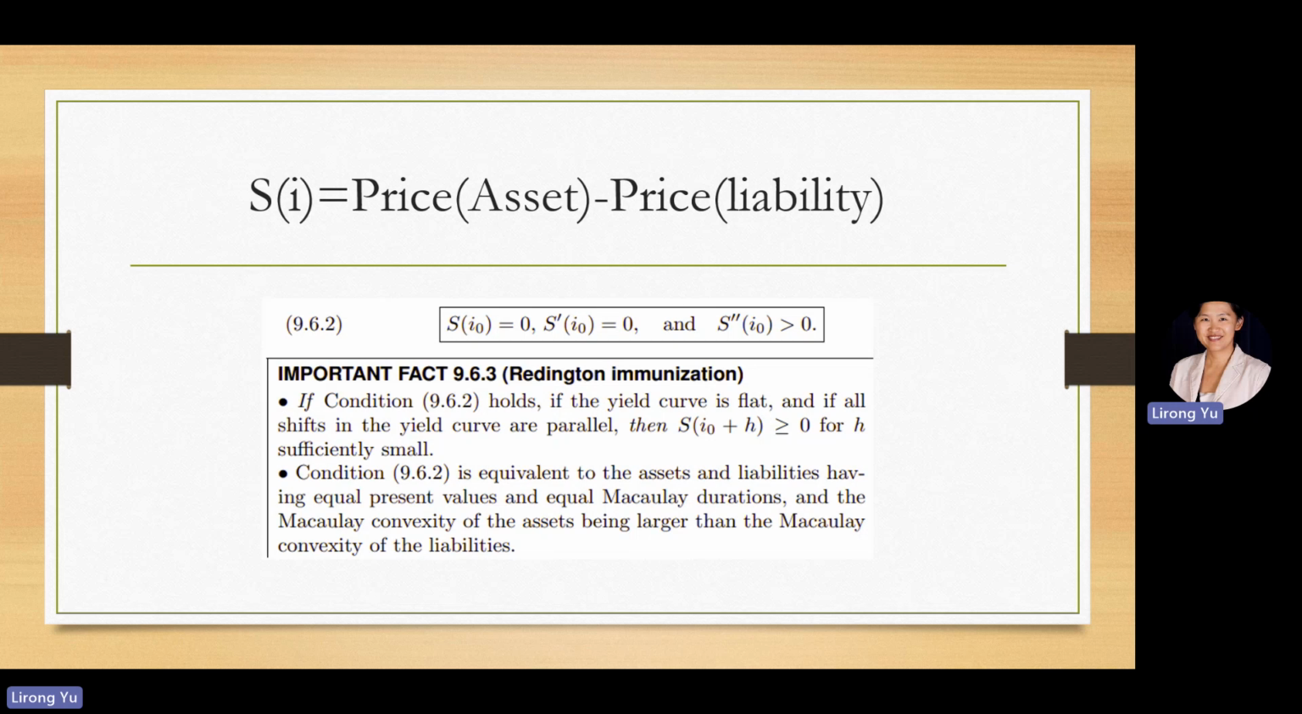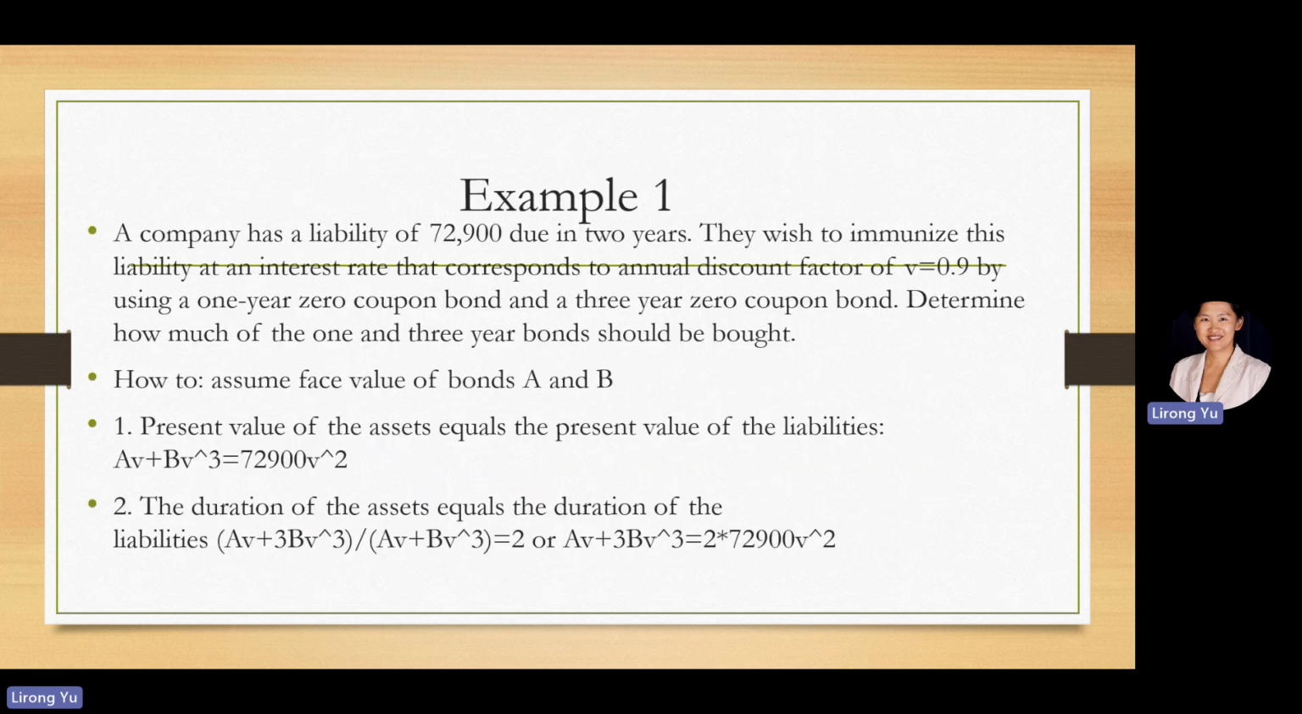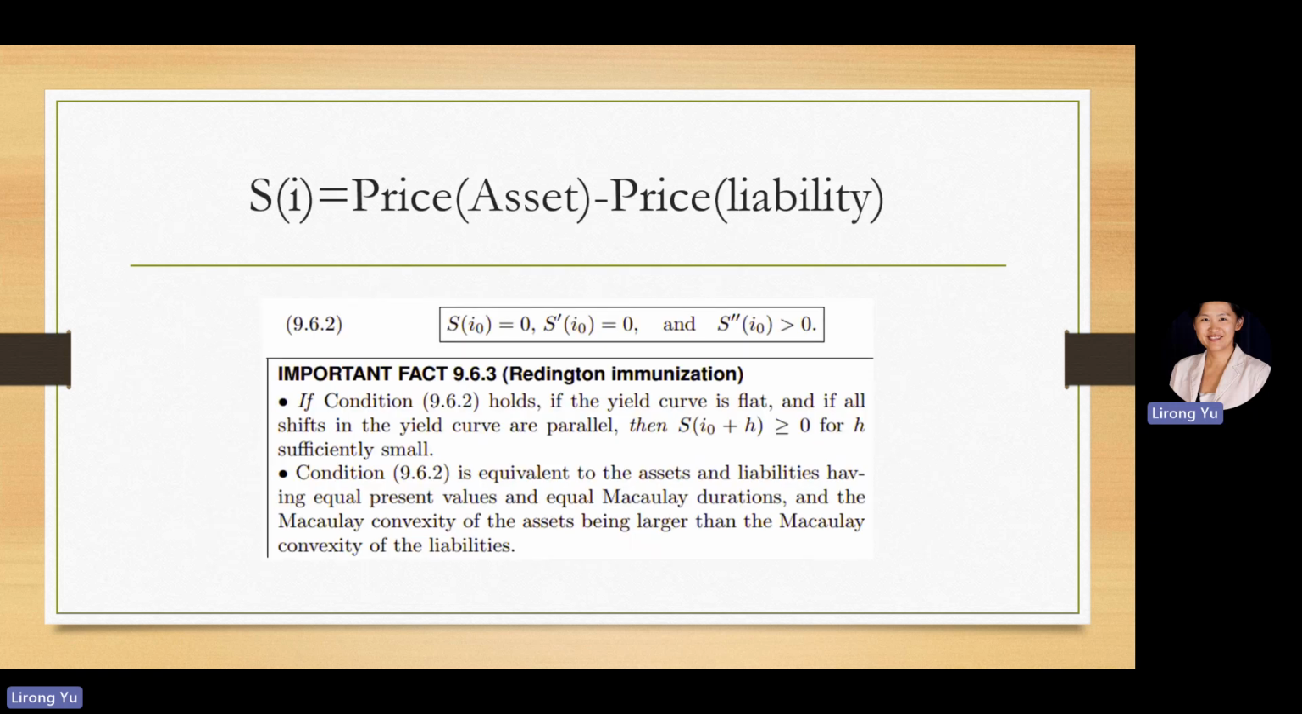Condition 9.6.2 is equivalent to the asset and liability having equal present value, equal Macaulay duration, and the Macaulay convexity of the asset being larger than the Macaulay convexity of the liability. That actually brings us back to full immunization. For full immunization, we match the present value and we also match the duration. For Redington immunization, we require matching present value, matching duration, and also the second derivative has to be positive.